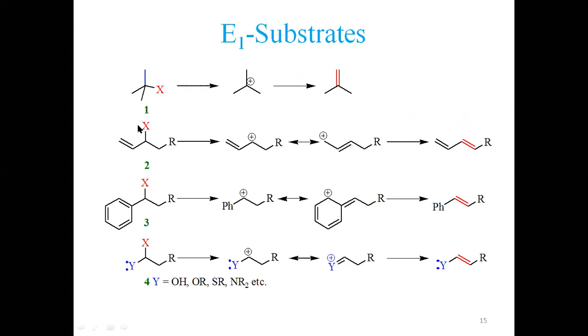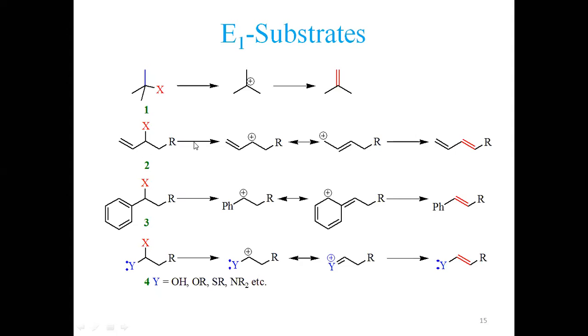Similar to substrate 2, in 3 this is also a secondary carbon, and in 4 this is also a secondary carbon. So in all these substrates 2, 3, and 4, the carbon where the leaving group is attached is a secondary carbon, but next to this carbon we have an olefinic double bond or alkyne triple bond, or we have an aromatic system attached, or we have an electron donating group by resonance. If any of these three are attached here, then this molecule follows an E1 elimination.